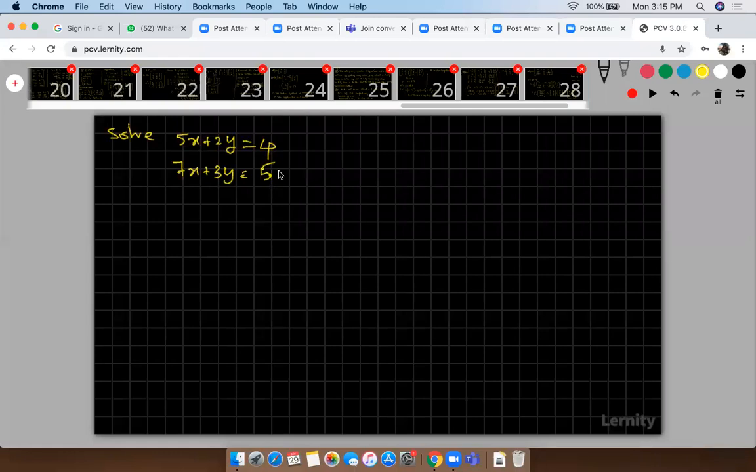Write it in matrix form. What is the answer for determinant of A? Determinant of A is equal to 1. Your adjoint of A is 3, minus 2, minus 7, 5. Write A inverse and take a product A inverse into B. What is the answer? You are getting x and y.